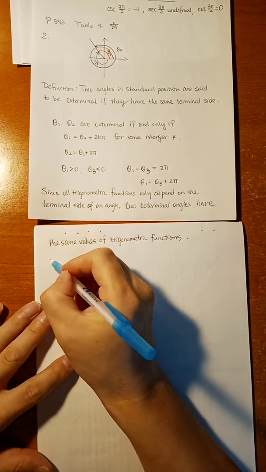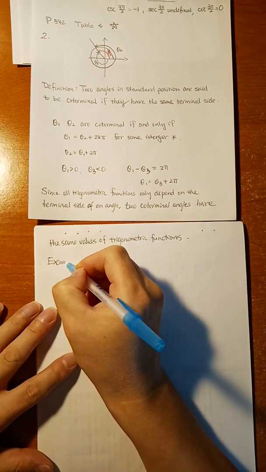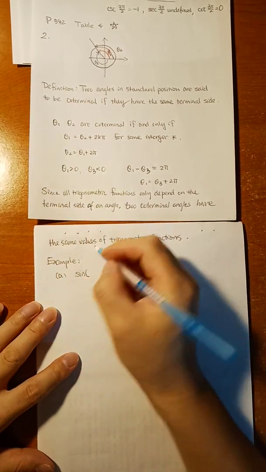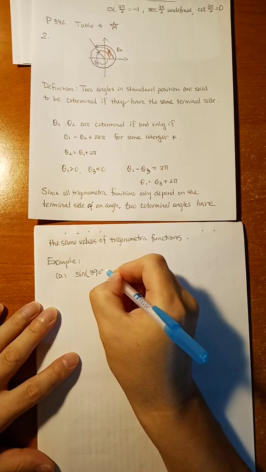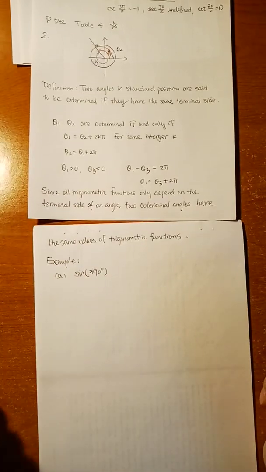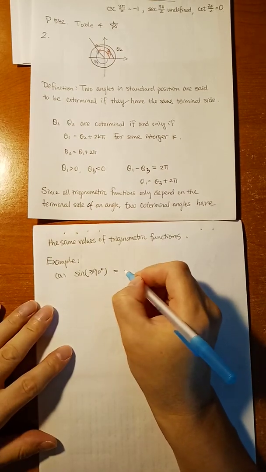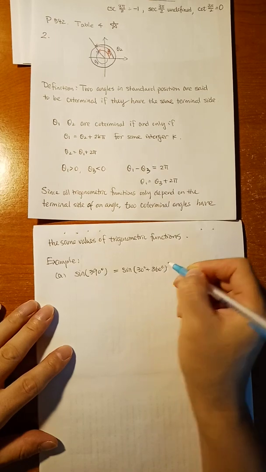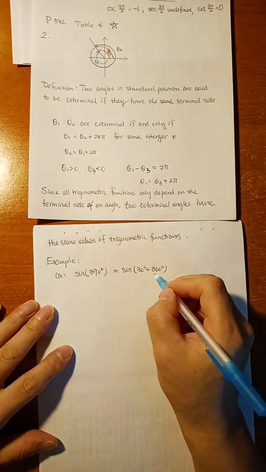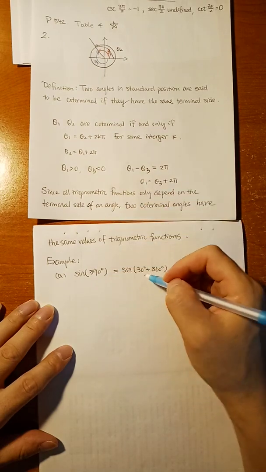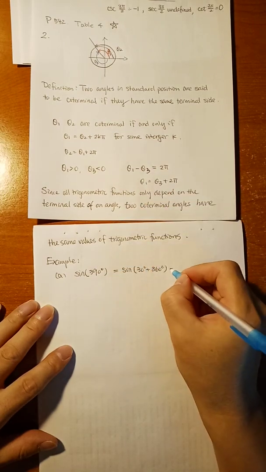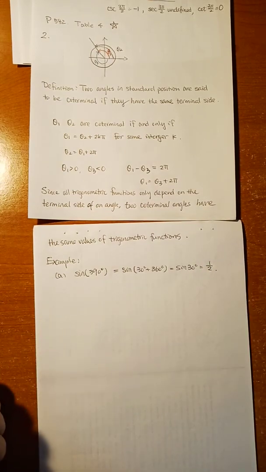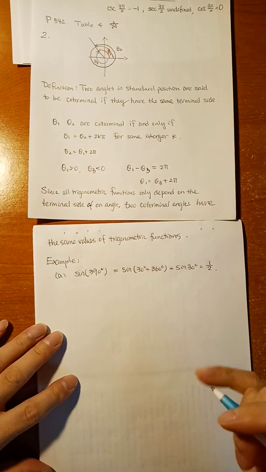Very good. So let's check. For example, if we are looking for the sine of 390 degrees. 390 degrees is 30 degrees plus 360 degrees. So you can drop the 360 degrees. This is a complete round. It does not change the terminal side, right? So it is equal to sine 30 degrees. Sine 30 degrees, we know it's 1/2. Okay? Very good.